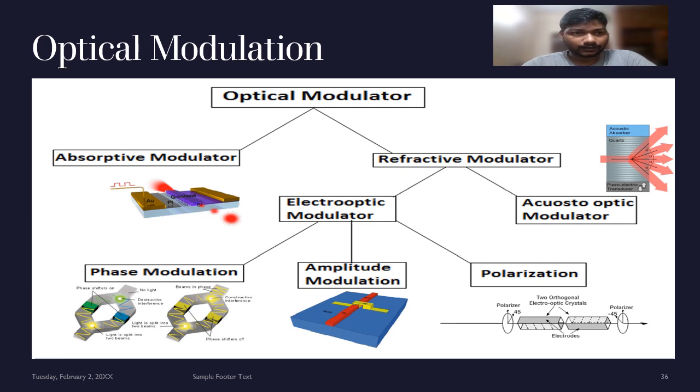This will be a new chapter, and it is based on optical modulation. Optical modulation is basically the modulation of the intensity, phase, polarization and wavelength of the light. Modulation basically means manipulation of these terms which I have mentioned. Optical modulators can be divided into two types: absorptive modulators and refractive modulators. Refractive modulators are again divided into acoustic modulators and electro-optic modulators. In electro-optic modulators, we'll discuss phase modulation, amplitude modulation, and polarization. We'll be more focused on the refractive modulation part here.